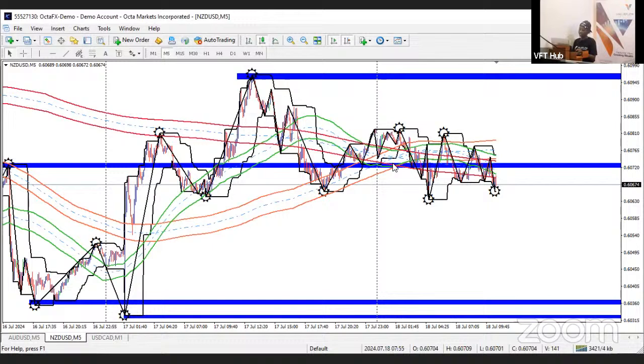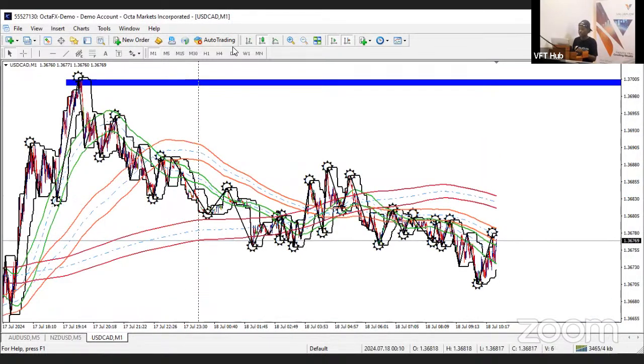So NZD/USD looks like it's ripe for a quick sell, unless of course price now trades above and breaks this retest and starts to trade higher. But from what I'm seeing right now, this is a good entry for a sell on the New Zealand dollar. You might want to take advantage of that. Also compare it with your own entry pattern and see if you can make some money from what we're seeing right now.